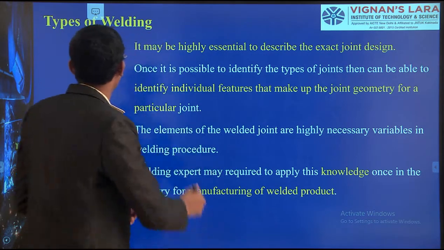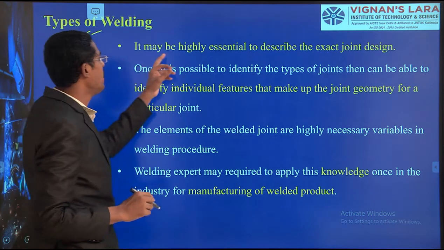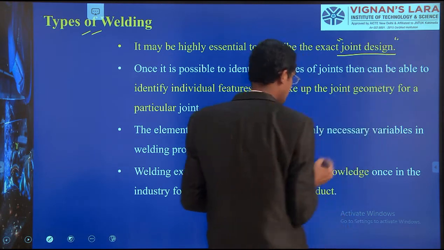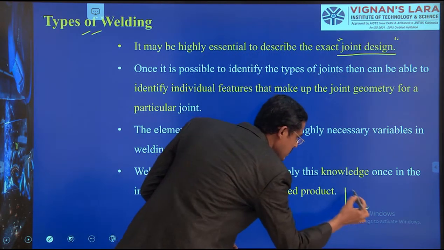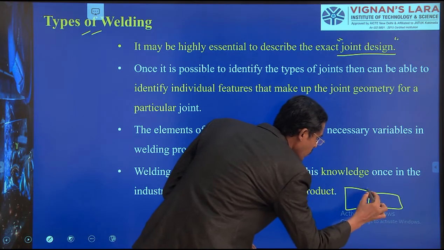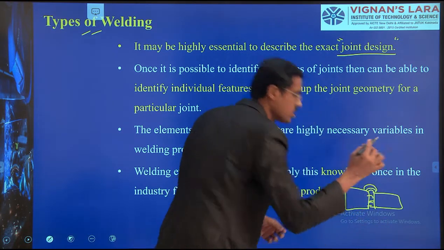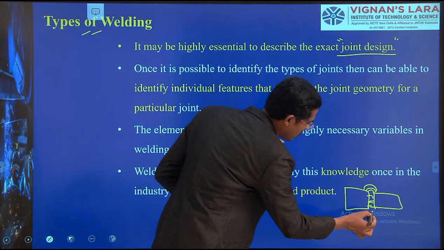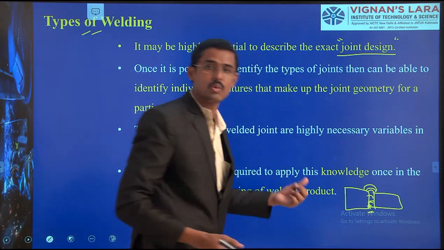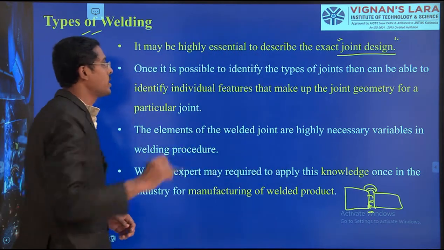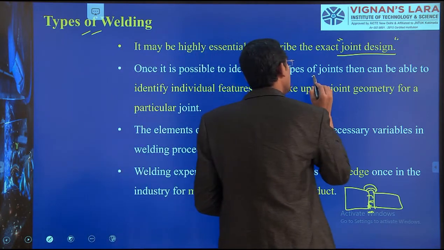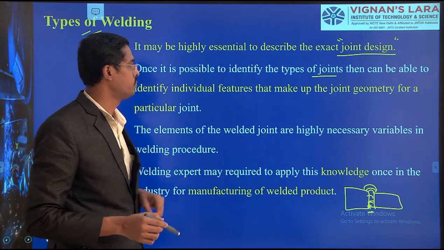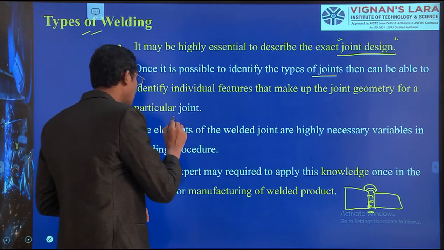For the types of welding, it is highly essential to describe the exact joint design. We should know what happens when we are planning to weld two pieces. There are a few names that we should know, such as the root gap and the root face, which we will see one by one. Once it is possible to identify the type of joint, we can identify the individual features that make up the joint geometry for the particular configuration.